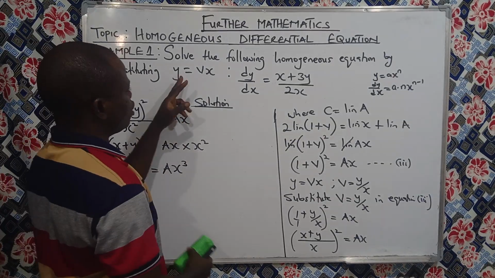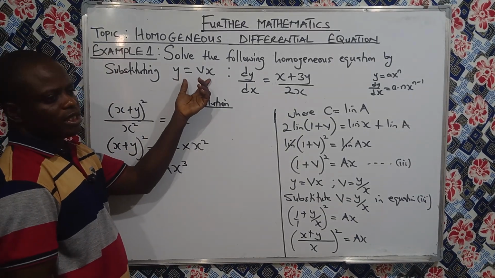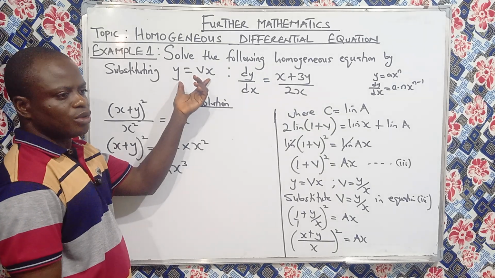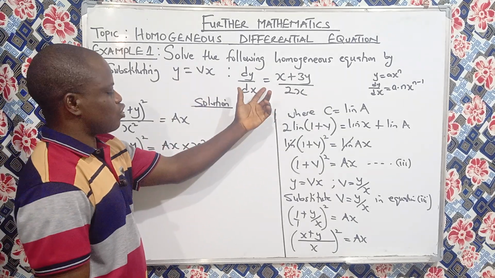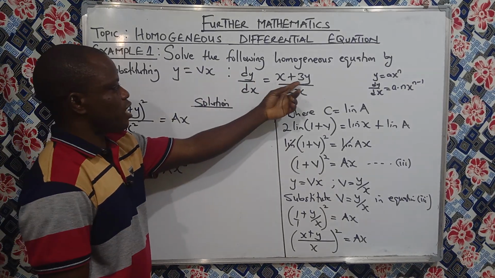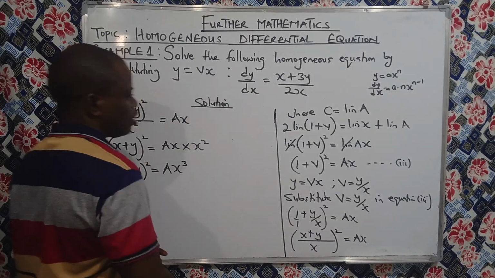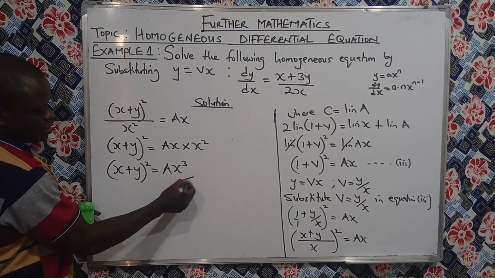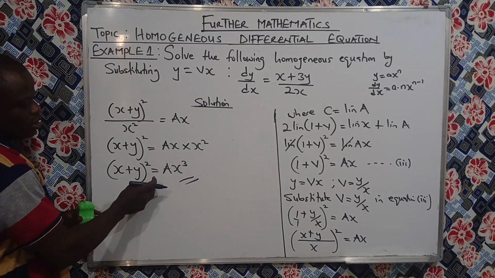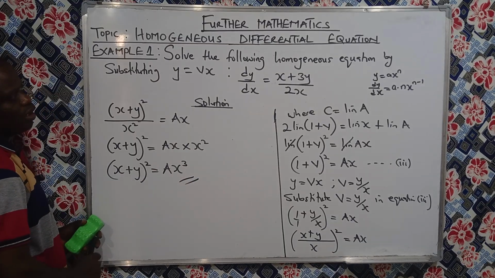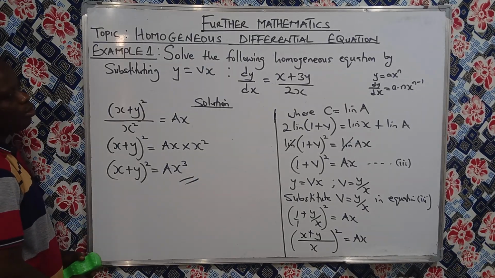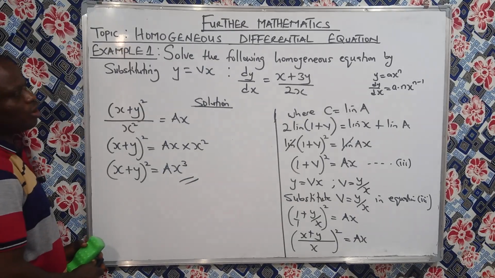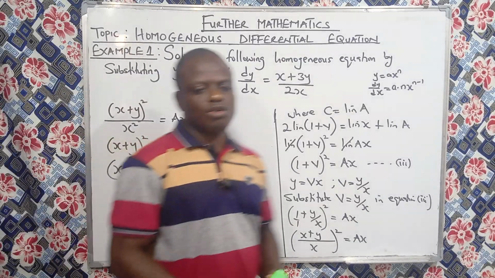You differentiate y with respect to x using the product rule. Then substitute y equals vx into this equation. By the time you solve it, the end of the equation is x plus y squared equals ax cubed. This is how to solve a problem under homogeneous differential equation.